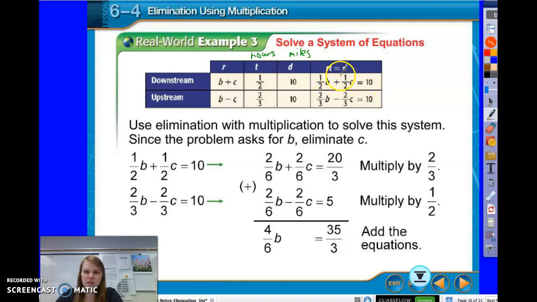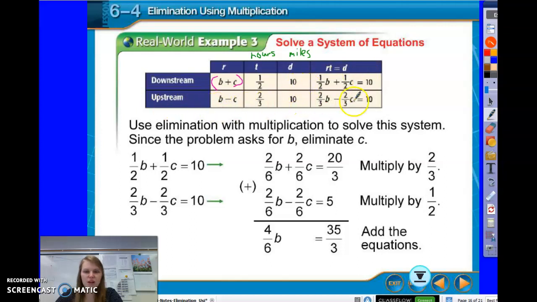They did this because of this: 1/2 times, rate times time. Rate times time, so you could write this in parentheses, 1/2 times the rate, but they did the distribution process. So 1/2 times b plus 1/2 times c equals 10.